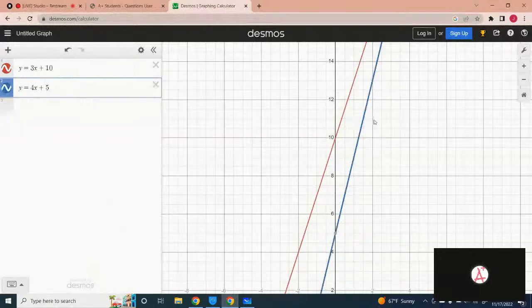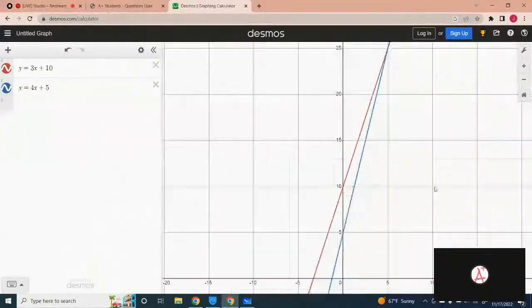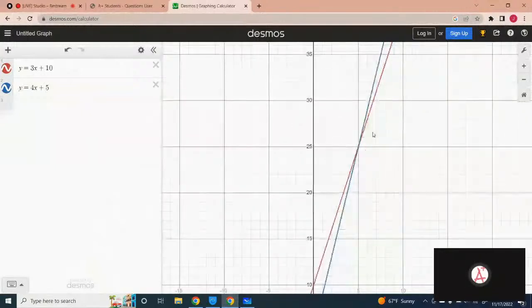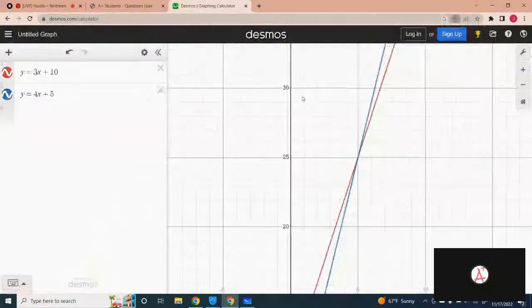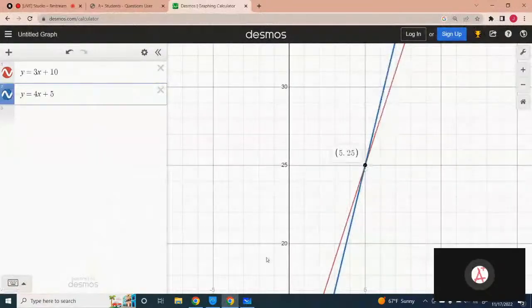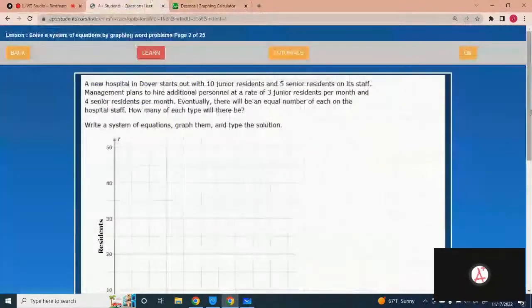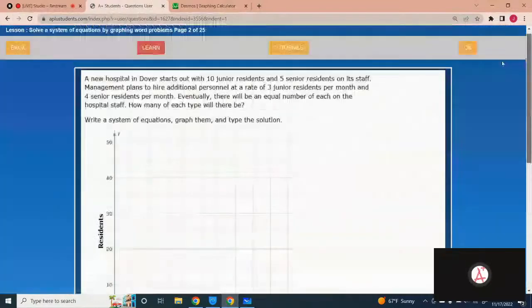Okay, these are the two equations. Let me see where is their point of intersection. Yes, here it is, the point of intersection. Let me just find the exact point. It would be 5 and 25. Got it? The exact point is 5 and 25. Just select the correct option and click on the OK button.